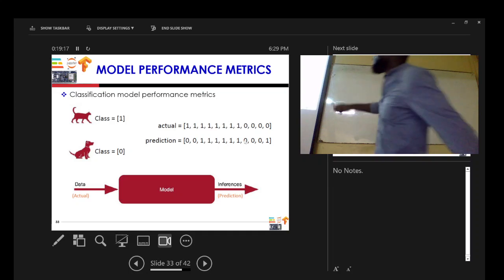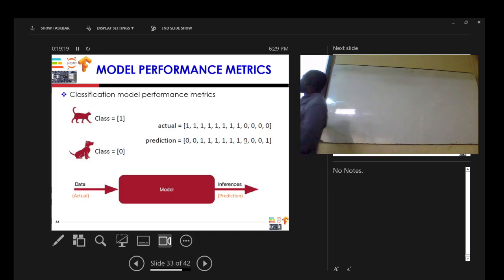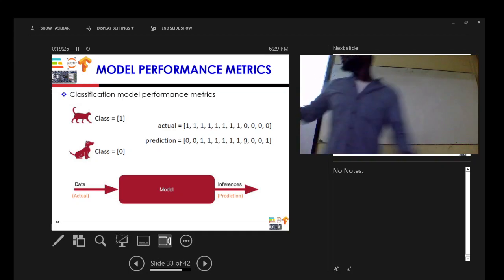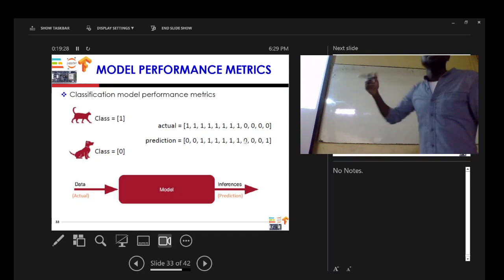The next one, if you see 1, the actual must match the prediction. So if I have 1, it means that it's a cat. If I have 0, it's a dog.